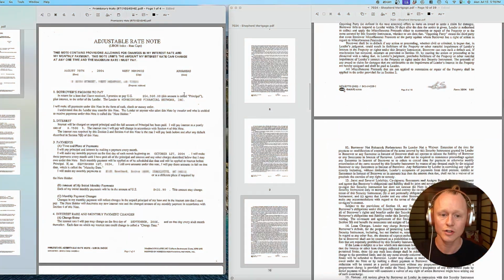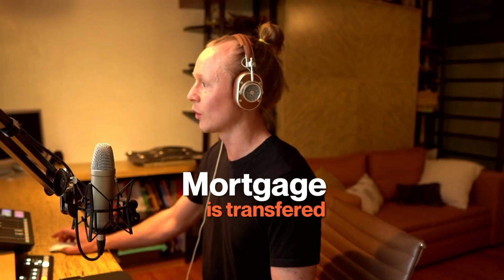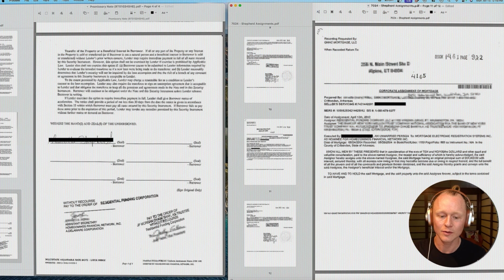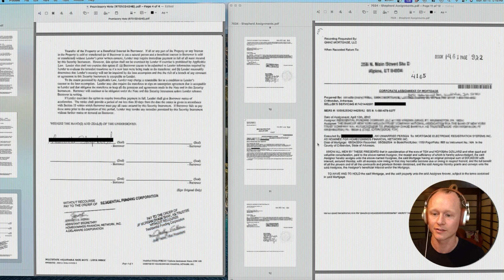And just like the note is transferred through an endorsement or an allonge, those stamps we saw, a mortgage is transferred through an assignment. This assignment reflects what this allonge says. It's the same thing, but transferring the mortgage instead of transferring the note. Residential Funding Corporation transferring to JP Morgan Chase. The assignee is the Bank of New York Mellon, JP Morgan Chase, and the assignor is Residential Funding.